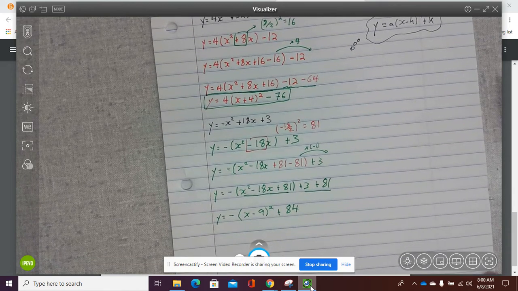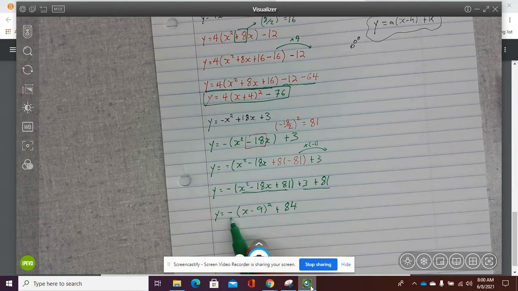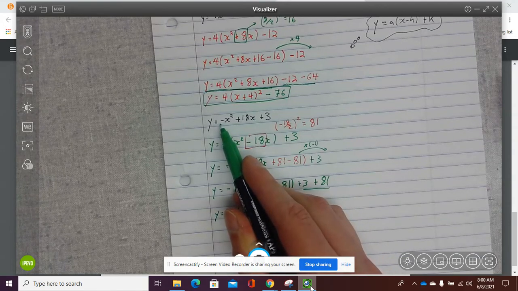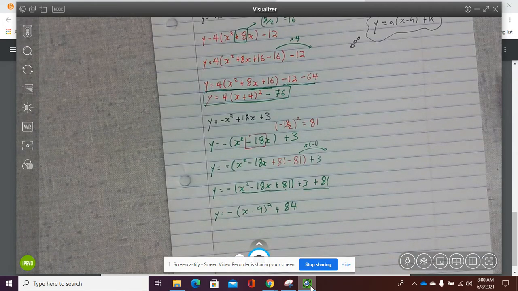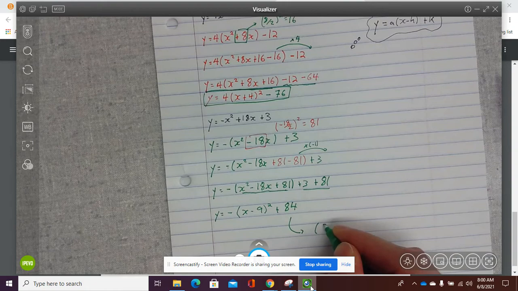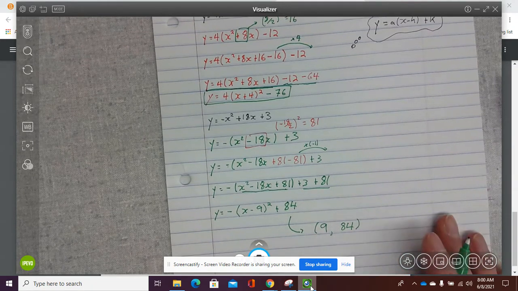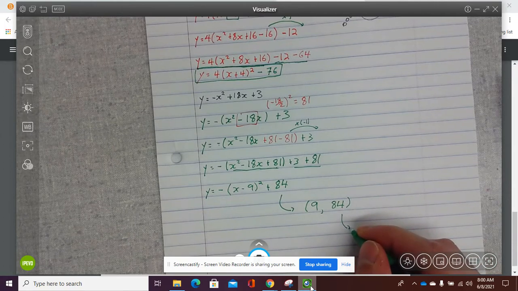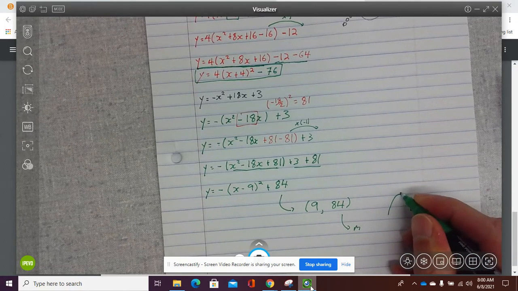So this is how we complete the square. The only difference here now is that I've got an a value in front of the brackets. You're going to notice the a value in standard form is, of course, the same a value that we have in vertex form, right? A represents the same thing in all three forms. And then again, if I wanted to, I could state the vertex, which is 9, 84. It gives me all sorts of important information. This would be my maximum, right? It opens down, so that's my maximum value.